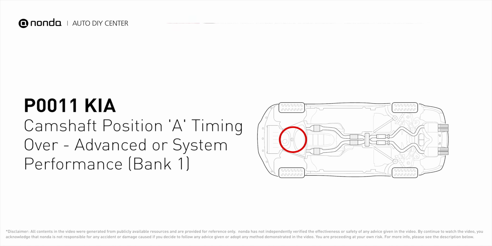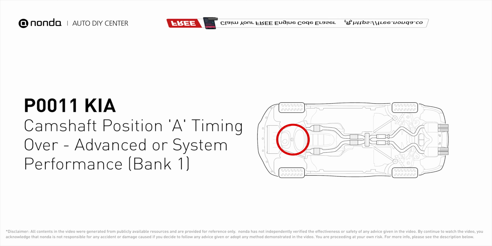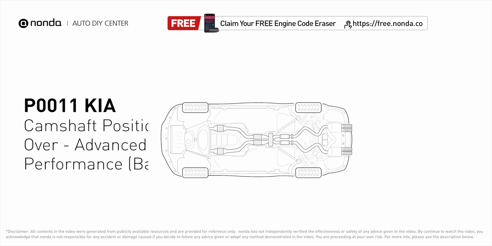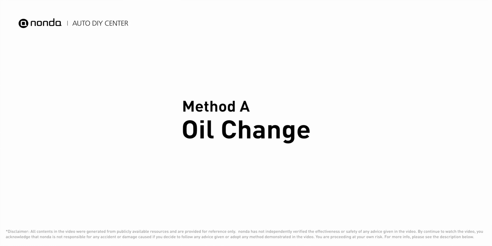It indicates the engine control module has determined that the bank 1 intake camshaft is more advanced than what the engine control module has commanded it to be. Here are 2 of the most practical solutions to fix Kia's P0011 error code. Method A. Oil change.